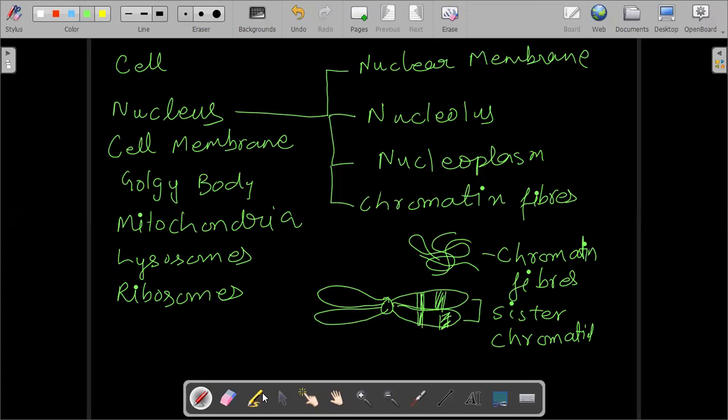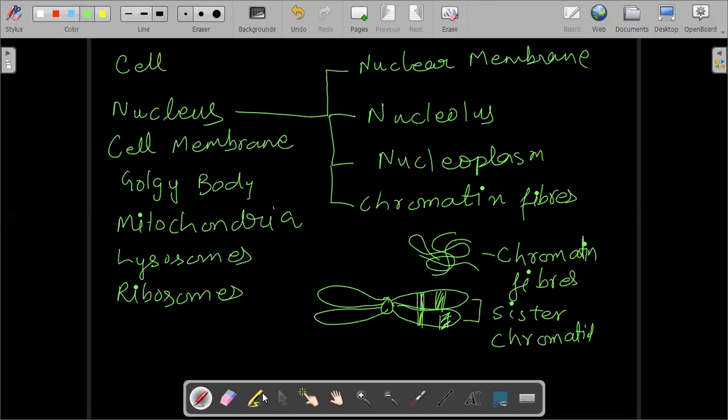Anyone having any doubt related to the chromosomes or chromatin fibers? So chromosomes and chromatin fibers are the same thing. Chromosomes are the thickened form of the chromatin fibers. Got it? Next, we'll observe what the cell membrane looks like.